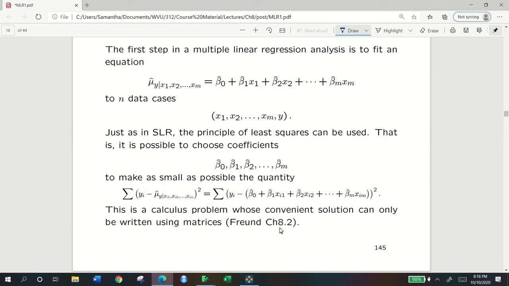And so just as in simple linear regression, we use the principle of least squares. And so we can also then have what eventually would become our sum of squares error, where we observe the difference between our actual responses versus our predicted responses.